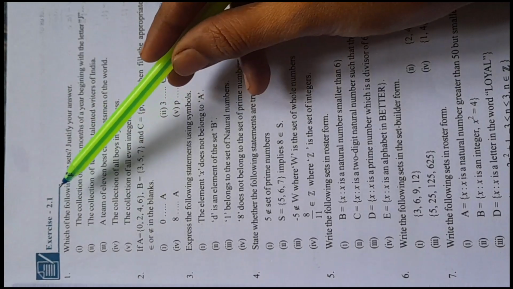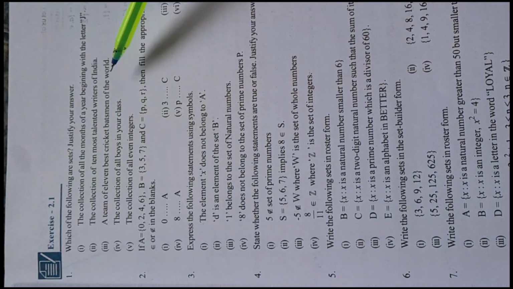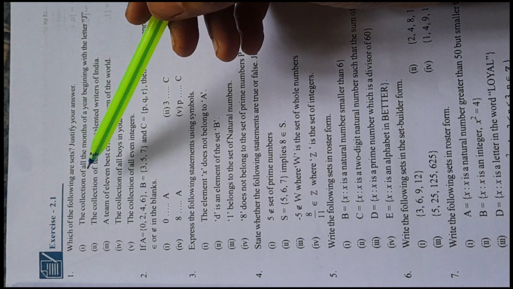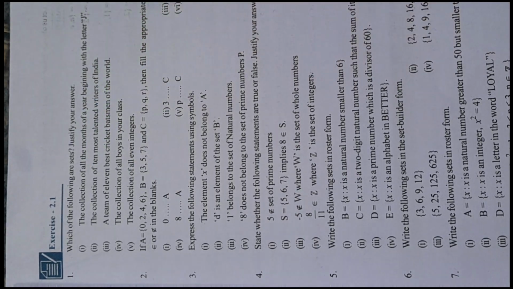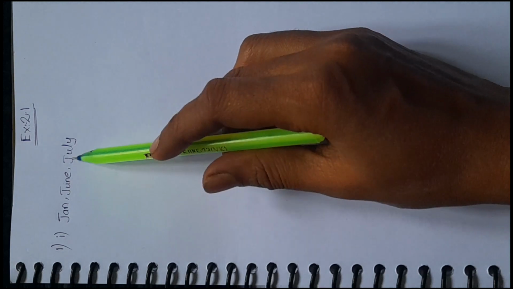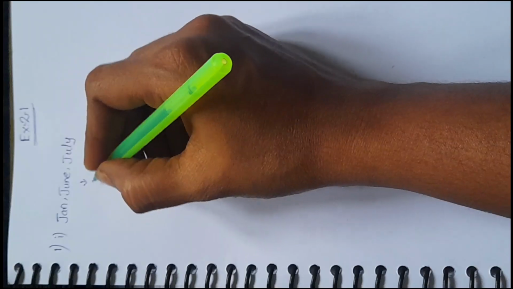Today, let us discuss exercise 2.1 of the sets topic in 10th class. The first question is, which of the following are sets? Justify your answer. First one, the collection of all the months of a year beginning with the letter J. In a year, there are 3 months whose name begins with the letter J. So, this is a well-defined collection. So, for the first one, the answer is, this is a set.